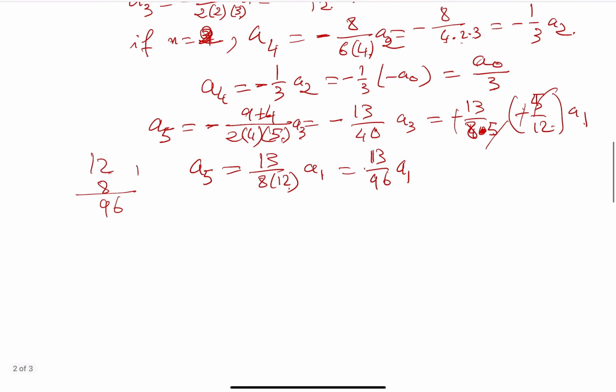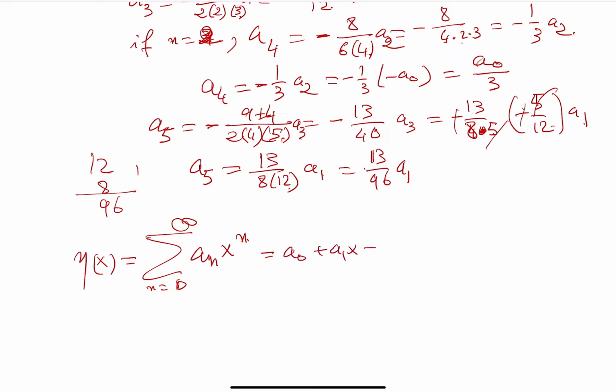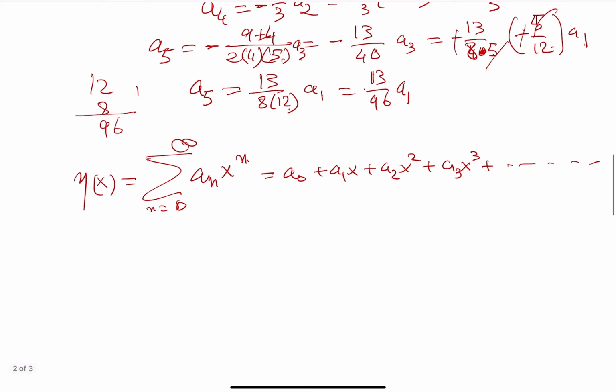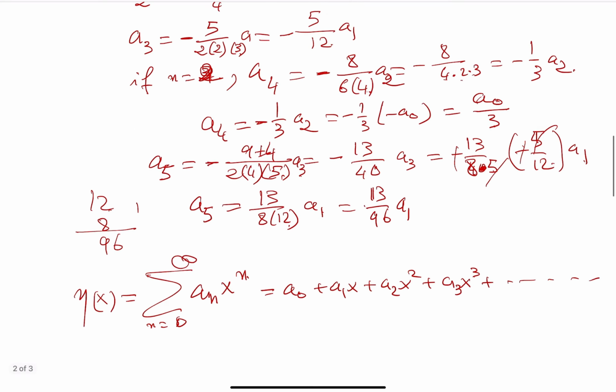So now to find the general solution, remember, the general solution was the sum of a_n x to the n, going from 0 to infinity. You can expand it to a0 plus a1x plus a2x squared plus a3x to the third, and so on. You can also keep going to a4 x to the 4 plus a5 x to the 5th, and so on.